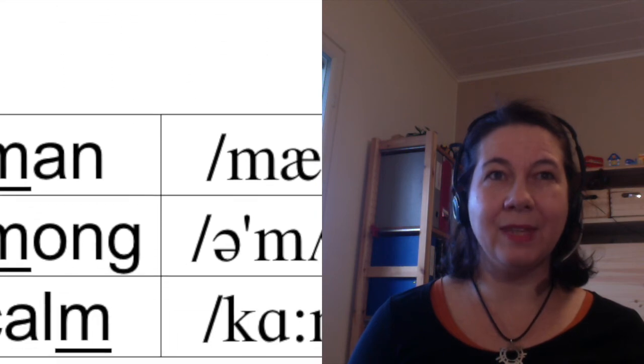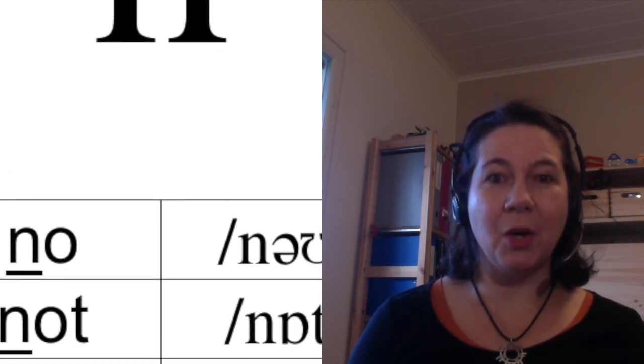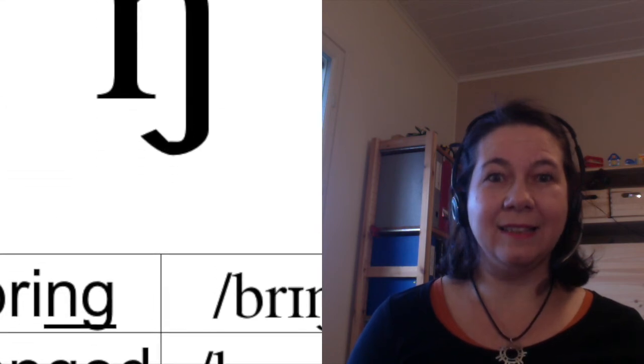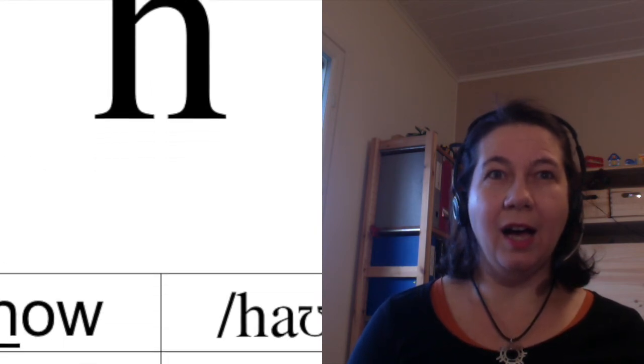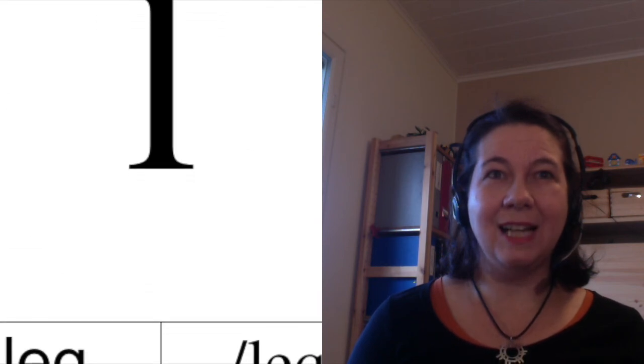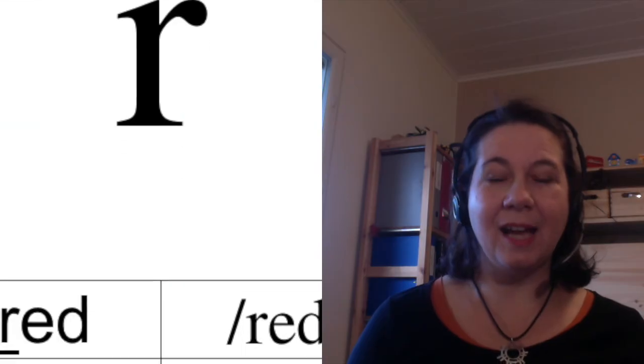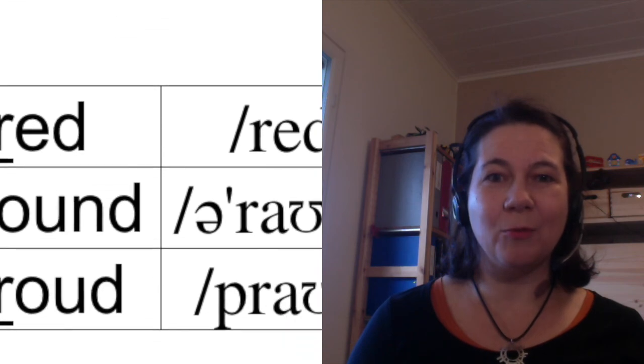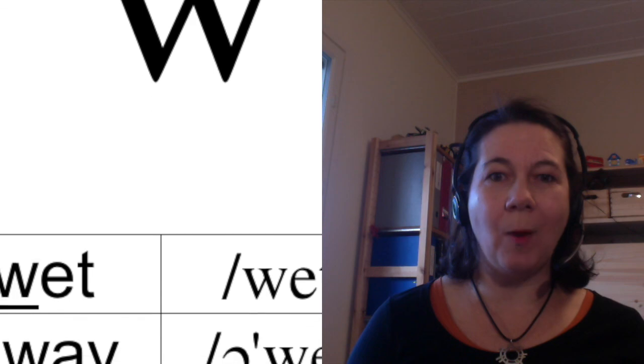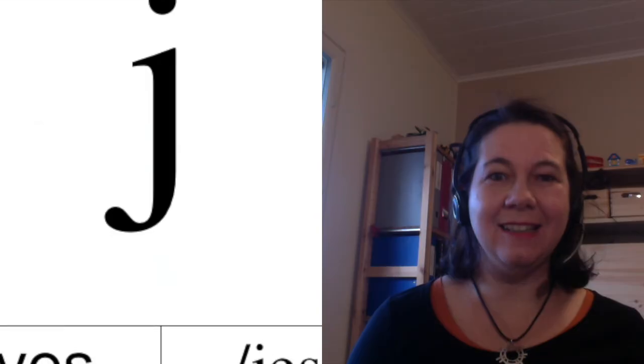Just a few more consonants and we're finished. Here are m, like man, n, like no, ng, like sing, h, like how, l, like leg, and the tongue needs to hit the roof of your mouth, and r, like red. And in English, the tongue does not touch the roof of your mouth for red. W, like wet. And y, like yes.